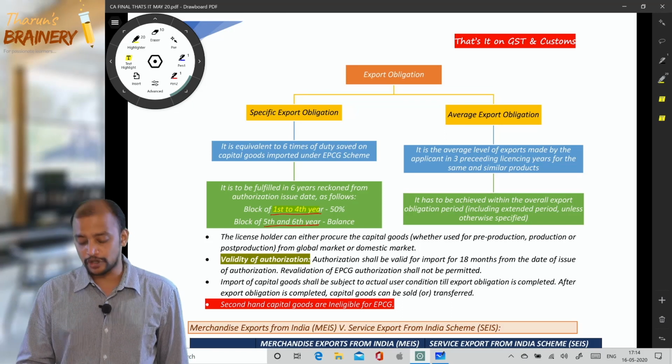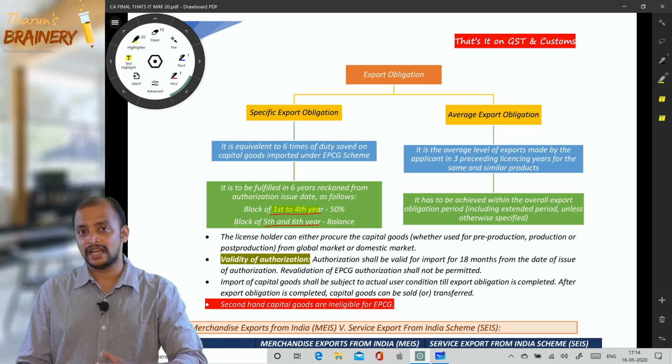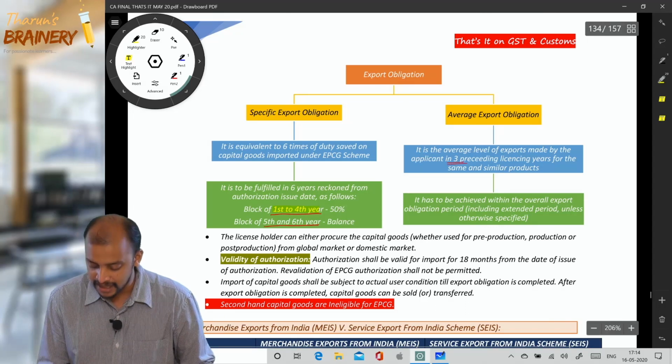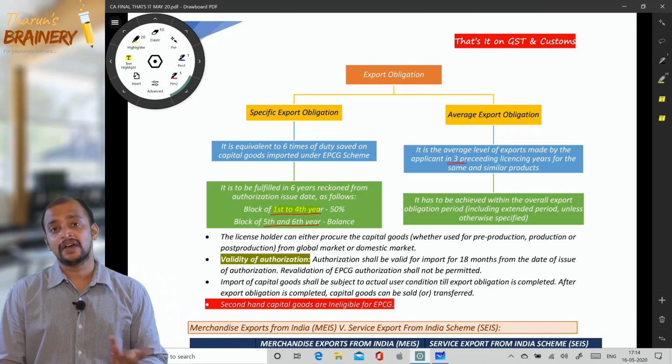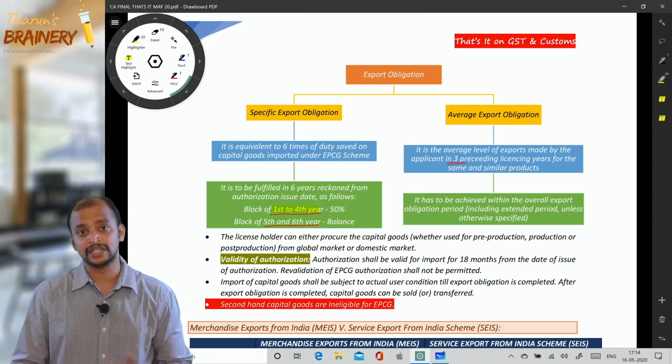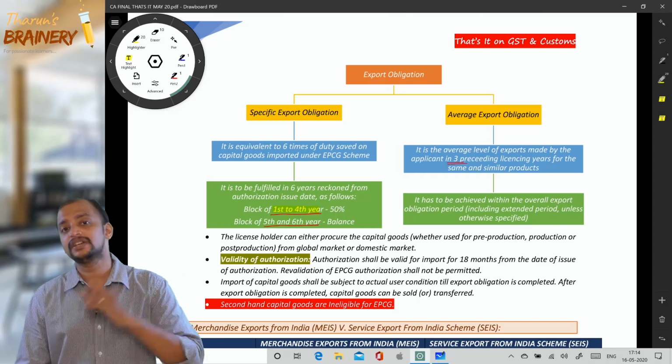Whereas for average export obligation, I need to maintain an average of the last 3 years. If I am in the first year, no average. If I am in the second year, the previous year is the average. If I am in the third year, the last 2 years will be the average. And if I am in the fourth year, the last 3 years will be the average.